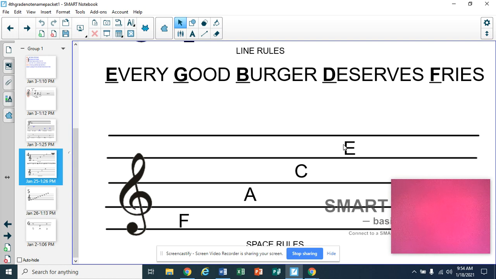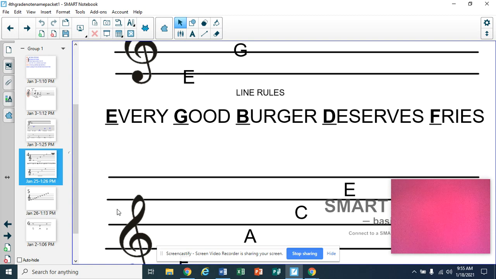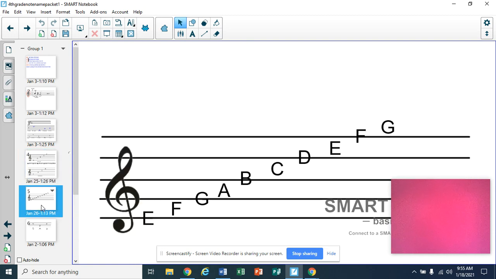If I said boys and girls, tell me the letter name for the third space. Well, all I have to know is that the third letter of the word face is C. F-A-C. It's on our third space. 1, 2, 3. So as long as you can spell the word face, you know the space notes. So we know the rules for the line notes and the space notes.